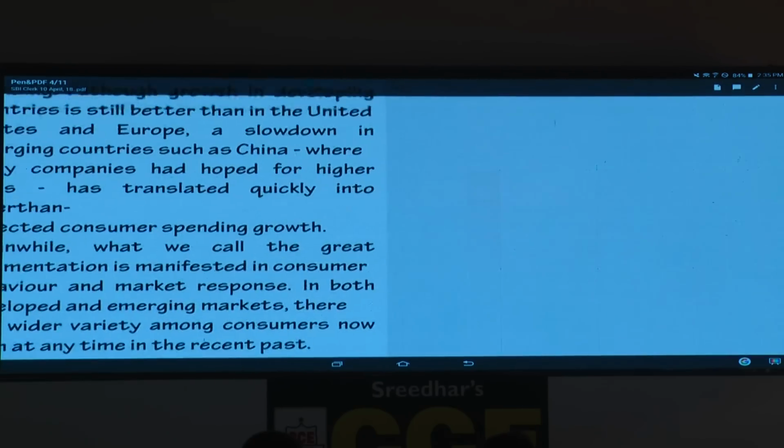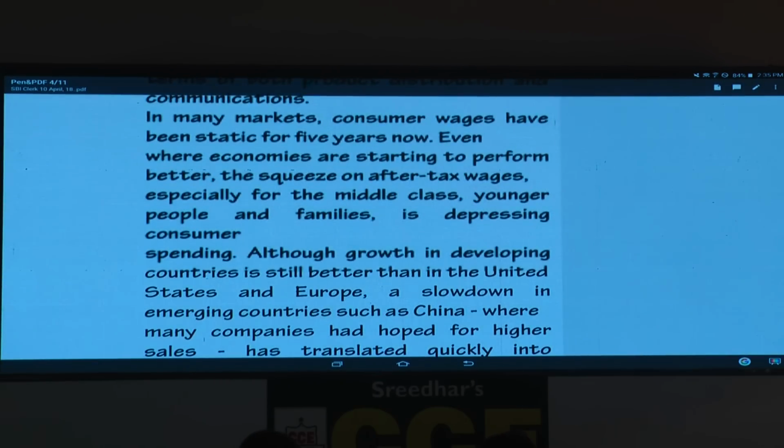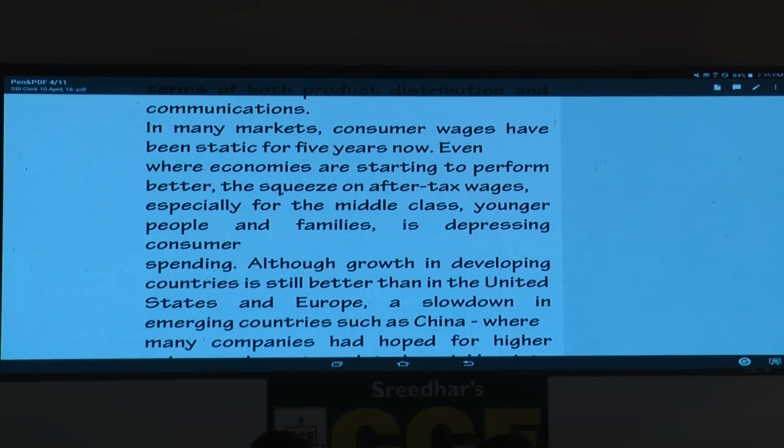Now what are the next? Next one is passage. What is the next one? Passage.